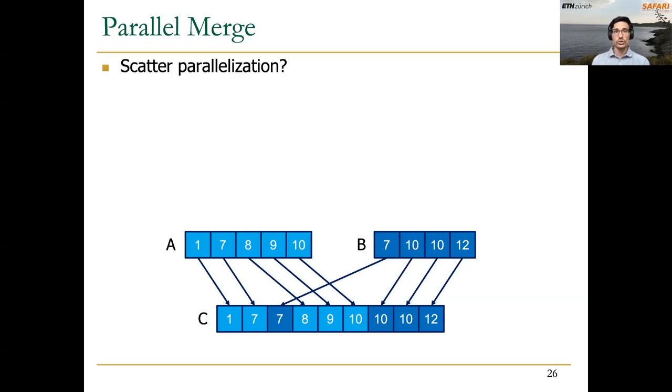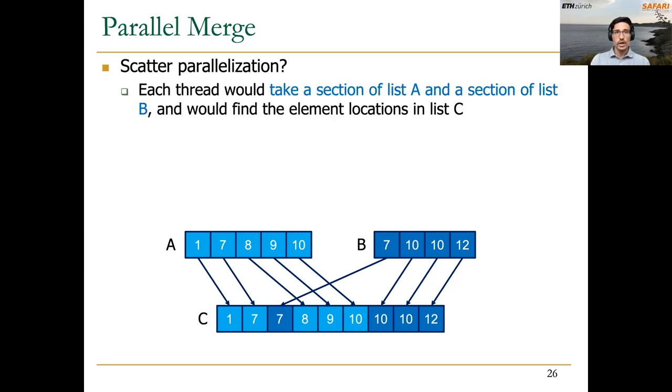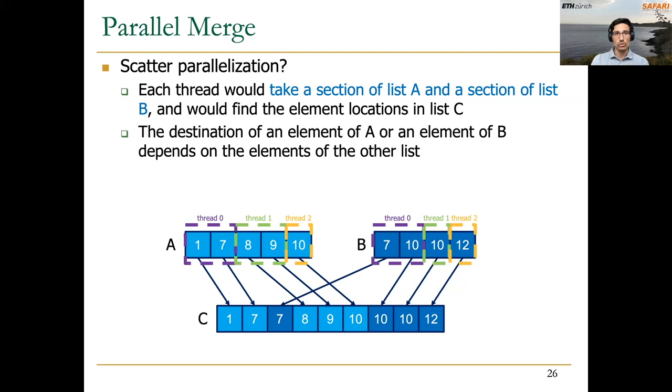The first thing that we may try to do is a scatter parallelization. Remember that in a scatter parallelization, what we do is divide the input across the available workers, in this case the GPU threads. So that would mean that each thread takes a section of the list A and a section of the list B, and then they find the element locations in list C. So for example, we could assign these two elements from array A and these two elements from array B to thread zero, these to thread one, these to thread two, and so on.